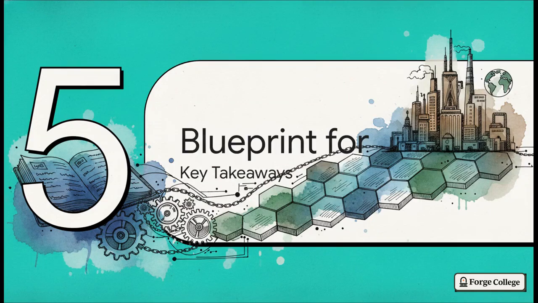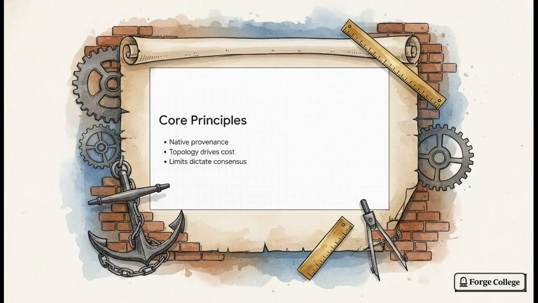Section 5, your blueprint for success. Key takeaways for the capstone. So the crucial point is that this blueprint bridges the massive gap between understanding abstract ledgers and actually solving complex industry problems. Keep these core takeaways in mind.